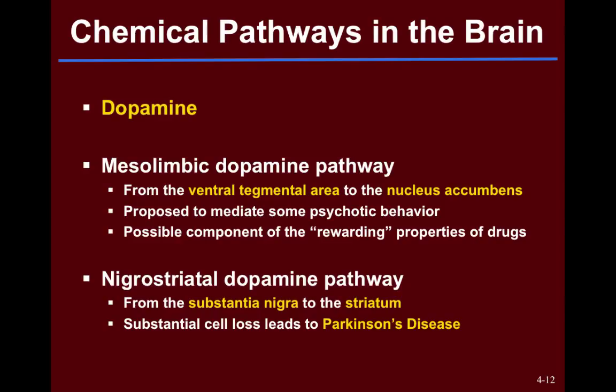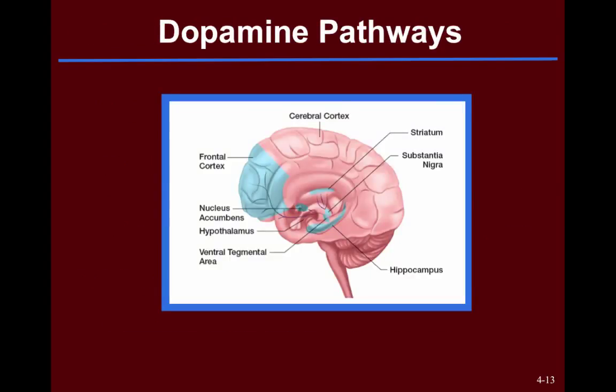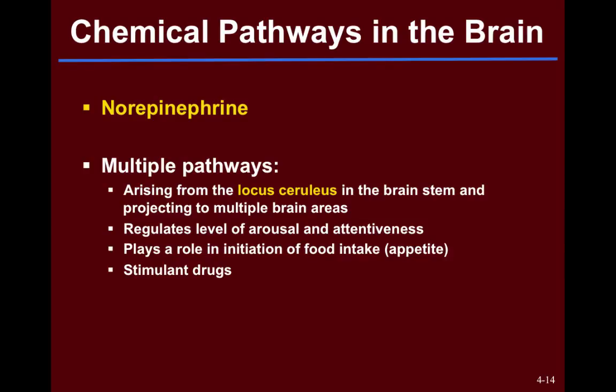So we don't know everything there is to know about the brain. We've barely started to scratch the surface. But what we are starting to learn is very exciting. Okay, so moving on from dopamine, norepinephrine also has multiple pathways. Norepinephrine, here we're talking about arousal and attentiveness. It also is expected to have some relationship with food intake and appetite, and we see it related to stimulant drugs as well.